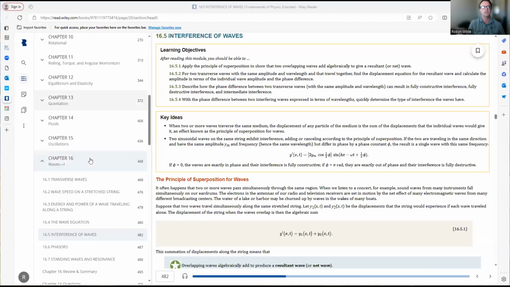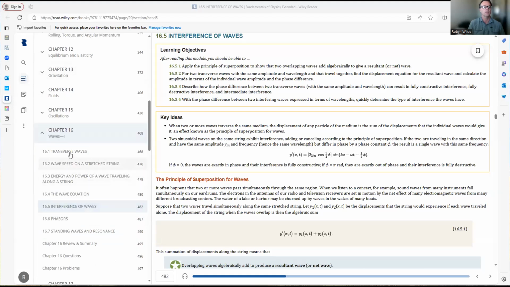For this lecture, I first wanted to take a look at the chapter 16 topics. Again, in the first lecture we covered transverse waves and wave speed on a stretched string, which are the first two sections of this chapter. In a separate lecture, I will talk about energy and power of a wave. But we're going to skip the wave equation, section 16.4, and phasors, just to save us a little time. If it turns out there's more time, we could come back to that.